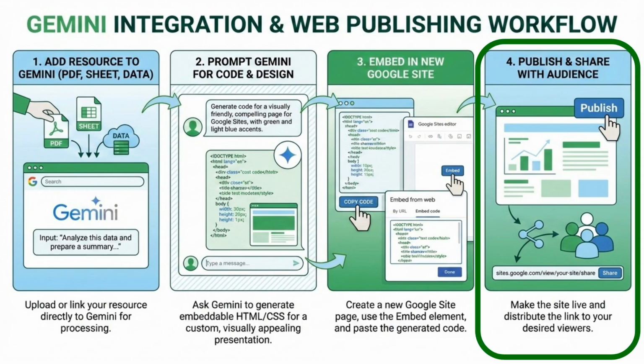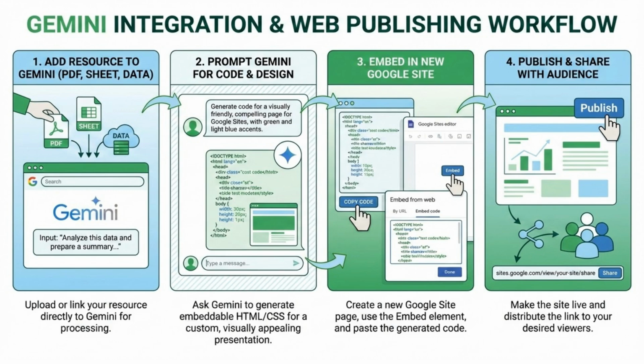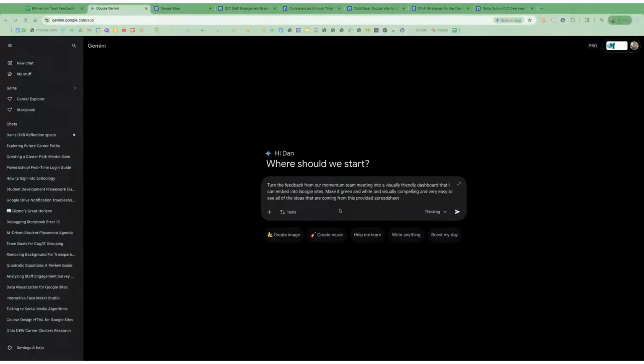So essentially, we'll create a resource in Gemini that we can then locally host and share as a Google Site with anyone that we would like to see. The key steps are really taking your resource, adding it to Google Gemini, embedding it into that new Google Site, and then publishing and sharing with the audience. So let's get started in this demo.